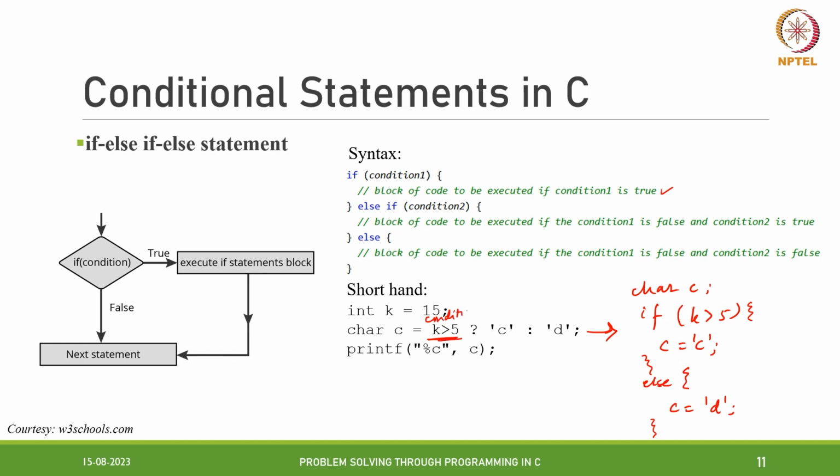Sir, I think c is equal to 15. Sorry, c equals 15. Why?